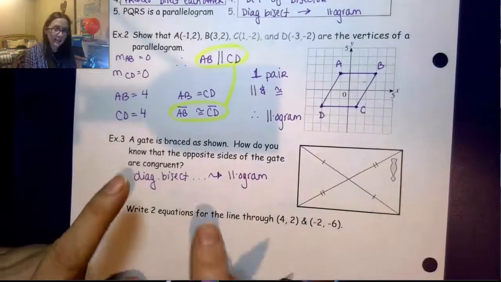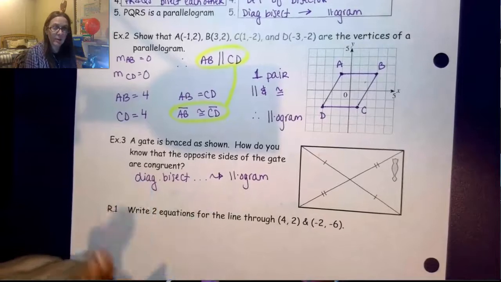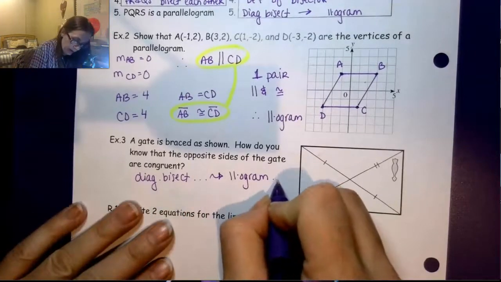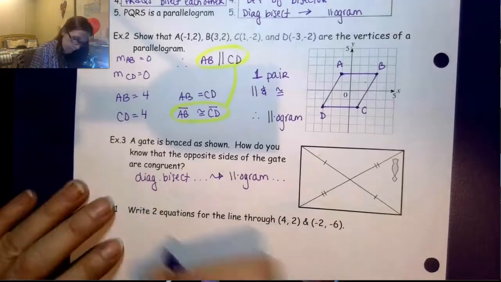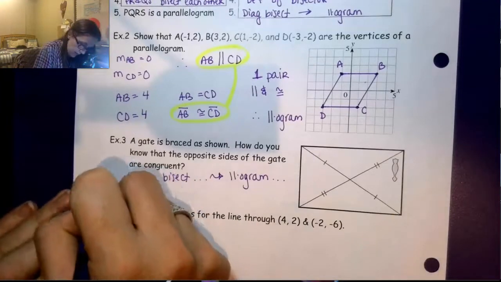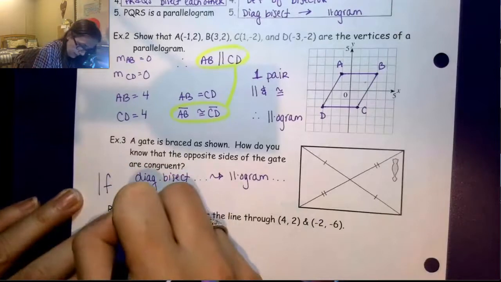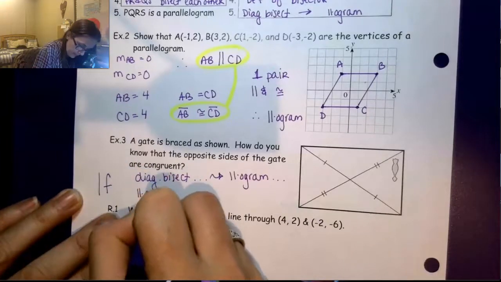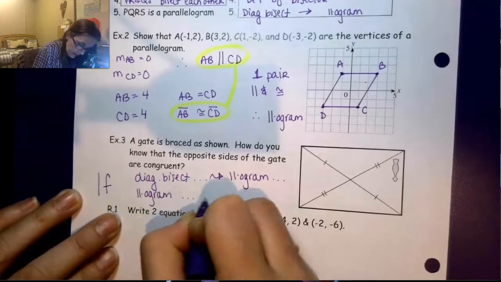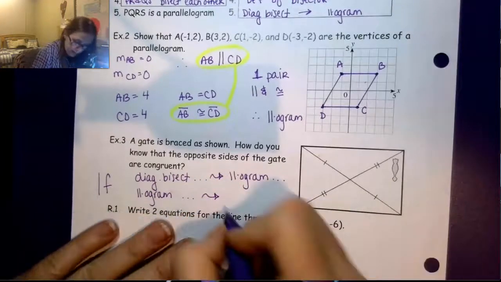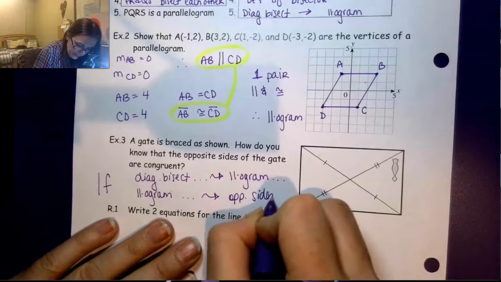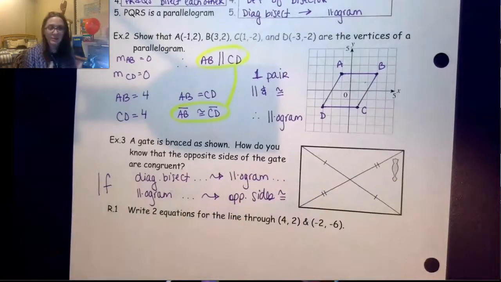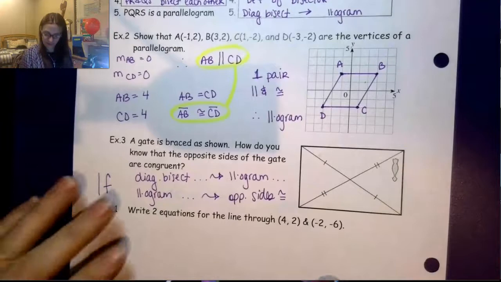And that's not the end of it. It doesn't want me to just say I have a parallelogram. It wants me to say that I know that the opposite sides are congruent. Well, if I have a parallelogram, then I know opposite sides have to be congruent. So it's really nice because it works both ways. You know, it's kind of vice versa.